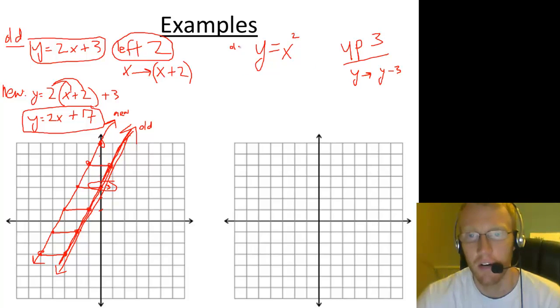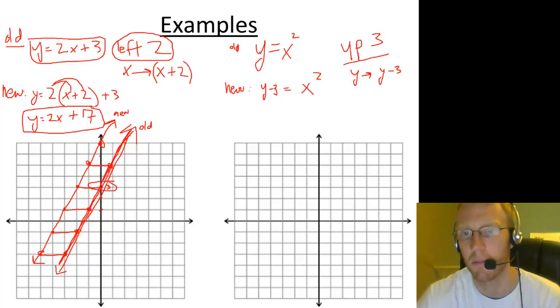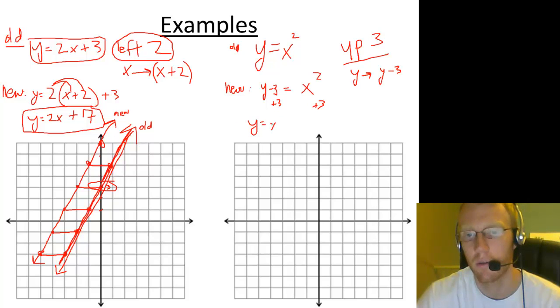So this is our old graph, our old equation. To get our new equation, we'll put y minus 3 in place of y. So this y right here is getting replaced with y minus 3, equals x squared. So all we're doing is swapping out, in place of y, a y minus 3. Now we can add 3 to both sides, and we can get our new equation, y equals x squared plus 3. So it's not too bad.